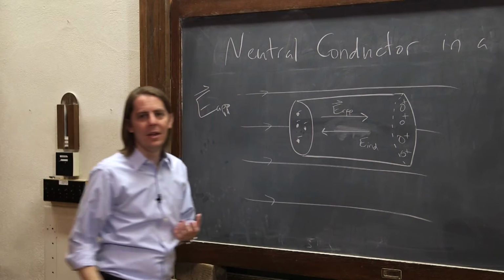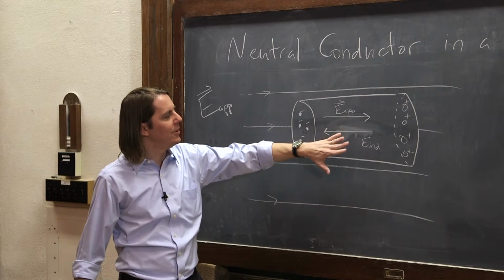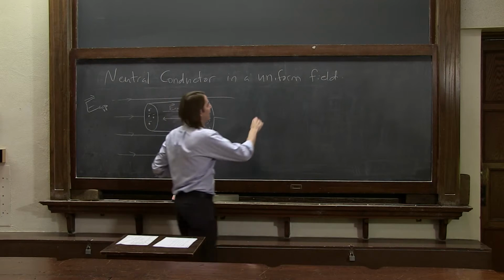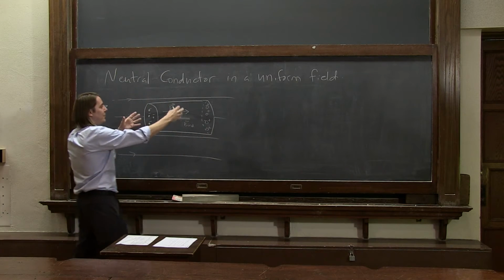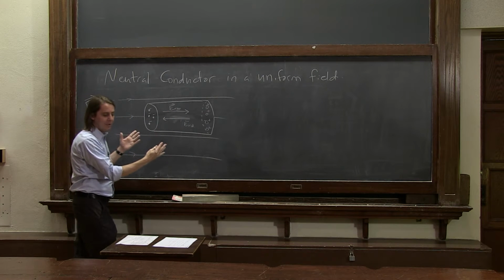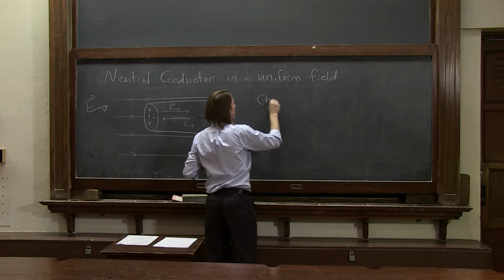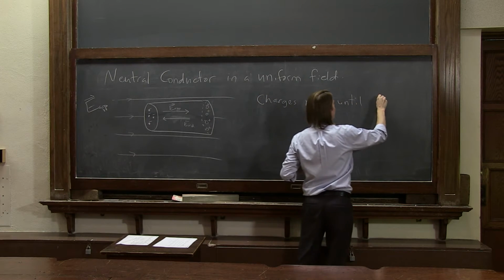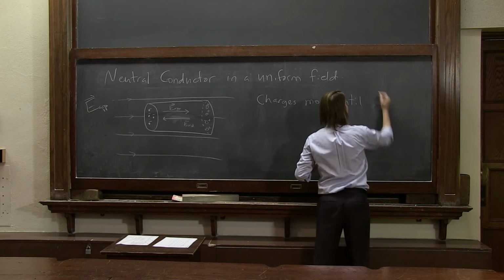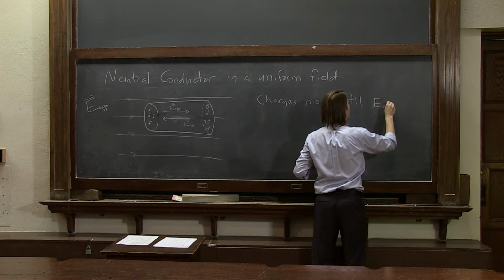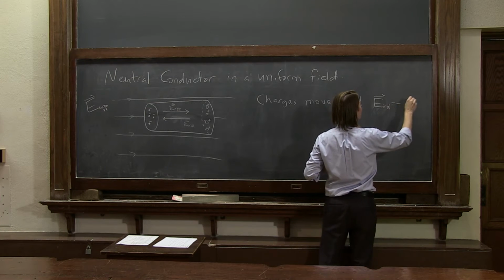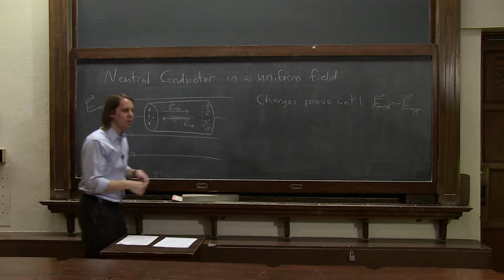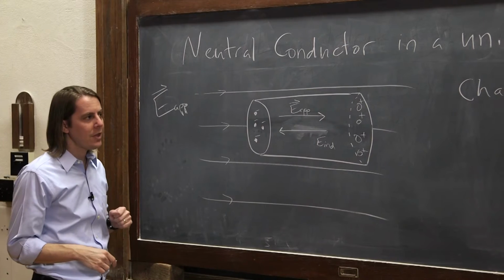What has happened here is that now the induced field inside the metal equals the applied field inside the metal. Okay? So the field is zero. Once you make the field zero in the metal, things stop moving. So what's going to happen is charges move until E induced, the thing you're making, equals minus E applied. Because when that happens, E total is zero, and then they stop moving.